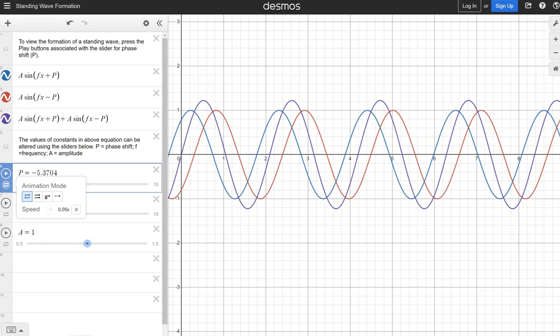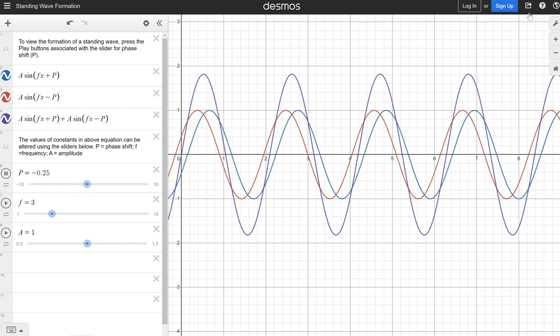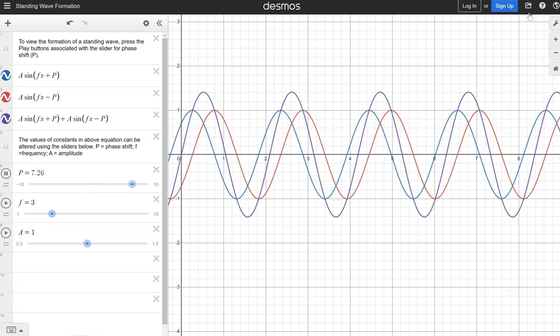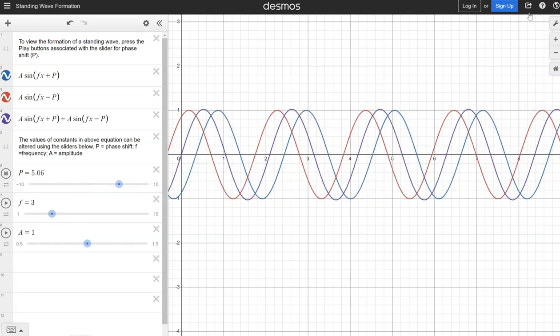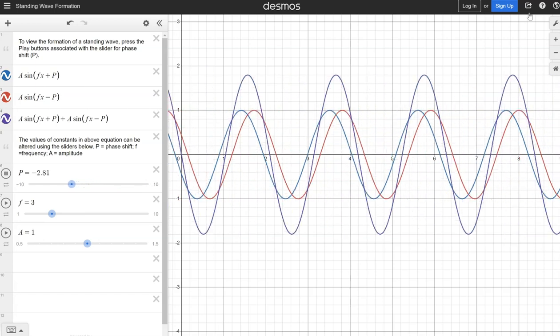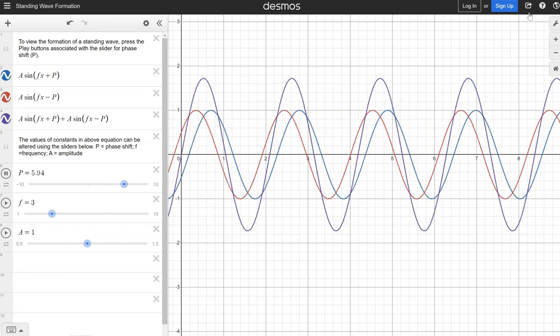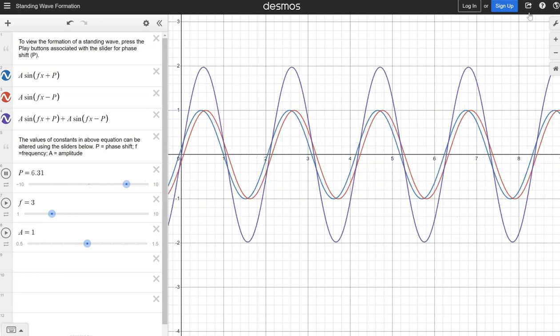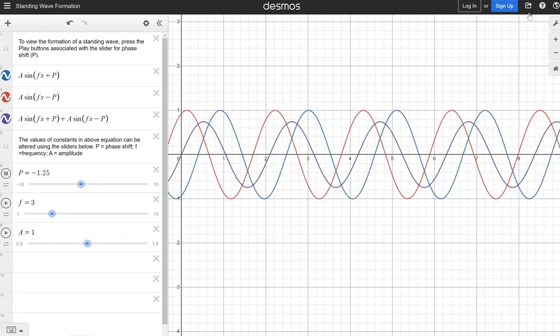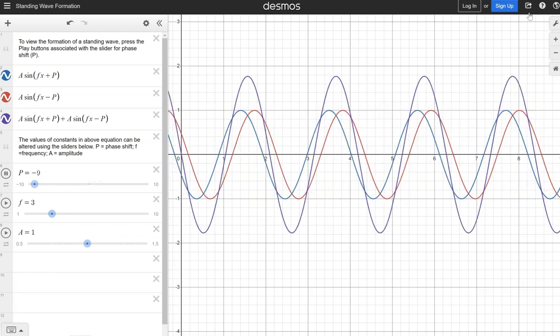Let me go ahead and speed this up. I think even 1 might be a little high, but let's try it. So at close to normal speed, that purple wave, those amplitudes are changing back and forth really quickly. And this is what we would see as a standing wave.